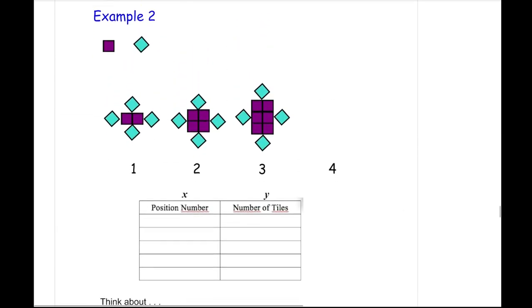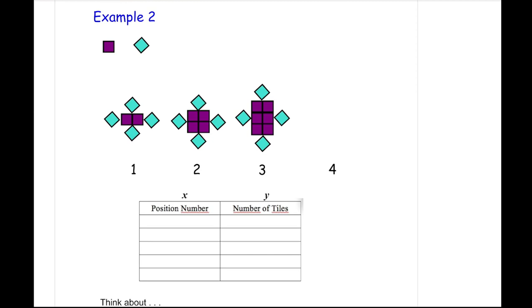Let's look at one more example. So here again we have our position number 1, 2, 3, 4, and we don't have 4 and we don't have 5, but we'll draw them, or at least draw 4 and then predict what 5 will be. So looking at our tiles, we can see that these teal ones are not changing. The only thing that's changing are the purple ones on the inside. And it looks like we're adding a row of 2 every single time. So that means in our 4th row, we're going to have 4 rows of 2.